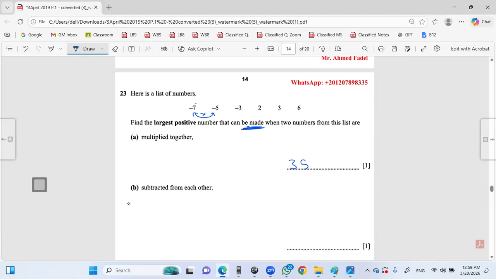Subtracted from each other: the largest positive number that can be made when two numbers from the list are subtracted from each other. Well, subtracted makes the story a little bit different. So if I take here 6, let's try it, minus -7. What do you think about this? Well, definitely 6 minus 3, no way. 6 minus 2, no way. 6 minus -3 is going to give you just a 9, but 6 minus -7 is going to give you 13, because 6 plus 7 is going to give you 13. So it is 13.